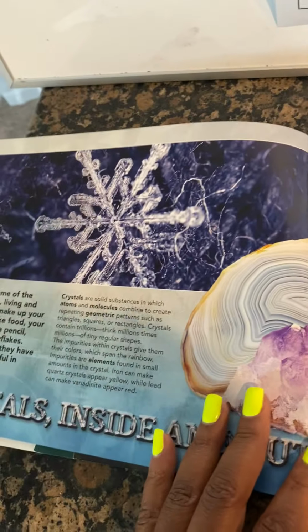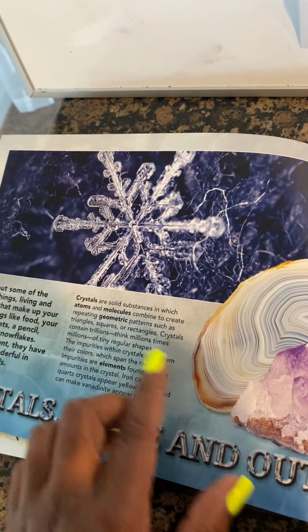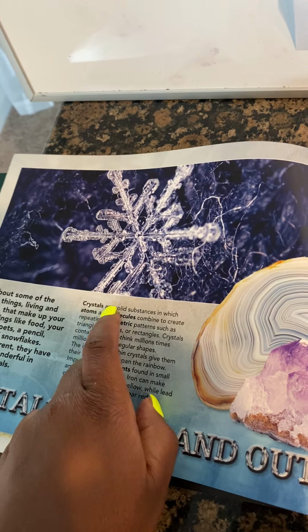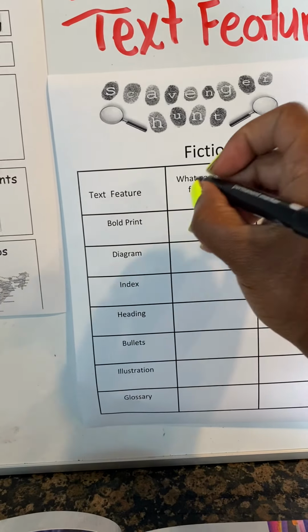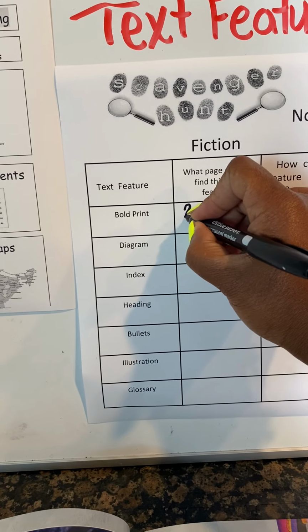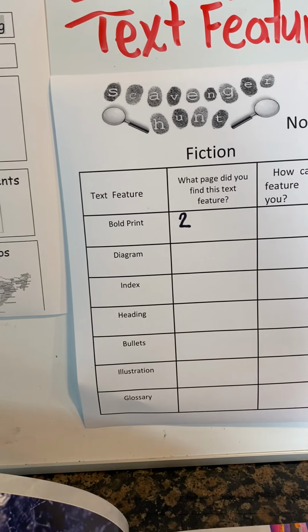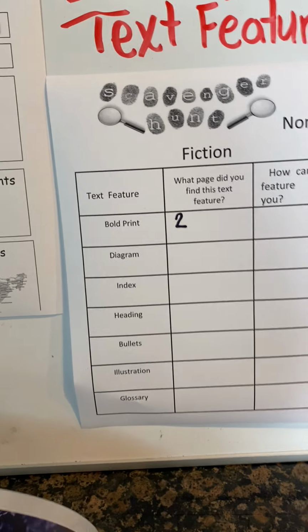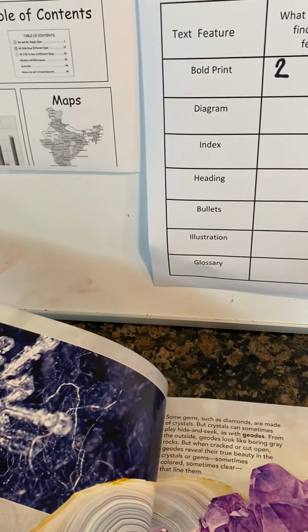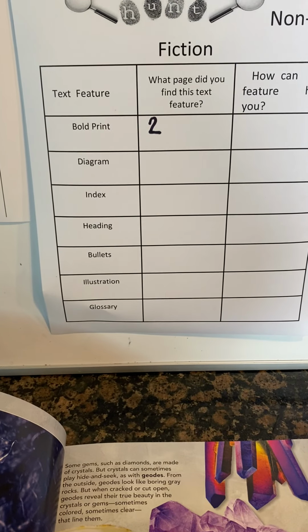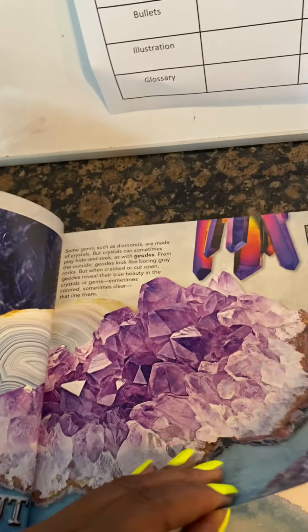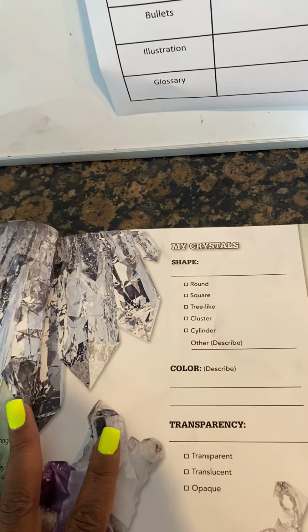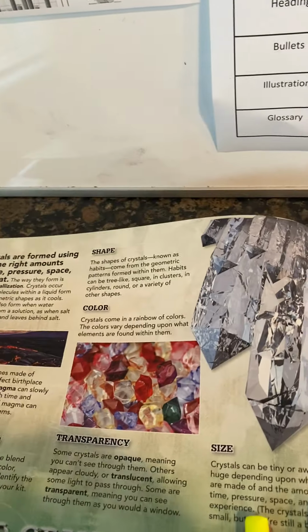Okay, now that I'm on the second page, I already see, who knows what those are called? If you said bold words, you're absolutely correct. So on page 2, I found bold words. So I'm going to write 2 on it. Okay. Let's see if we can find any more, if we can find a heading. Oh, plenty of headings on page 3.